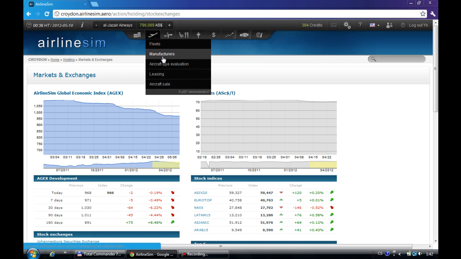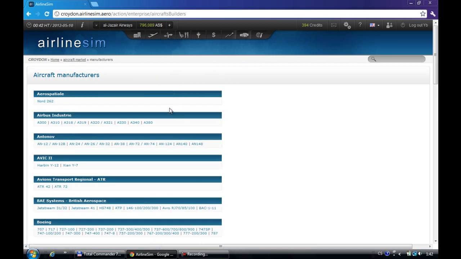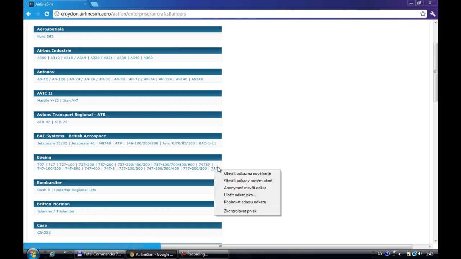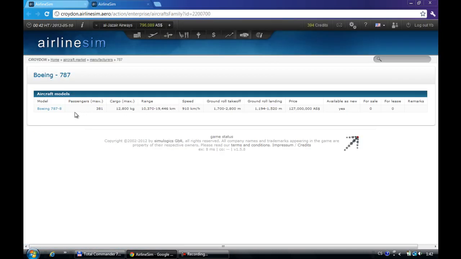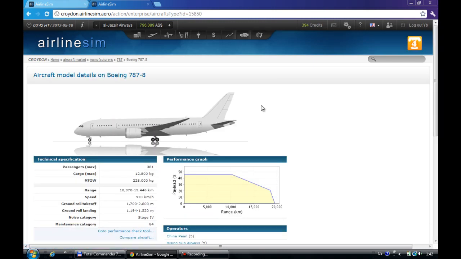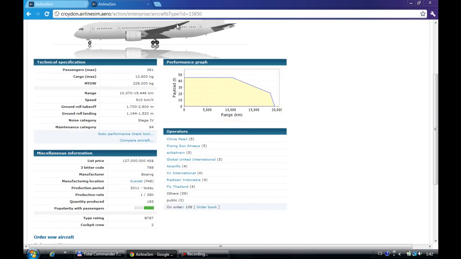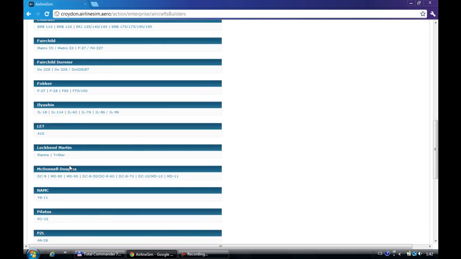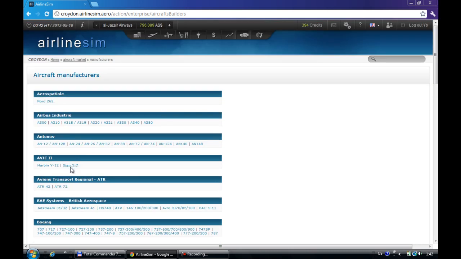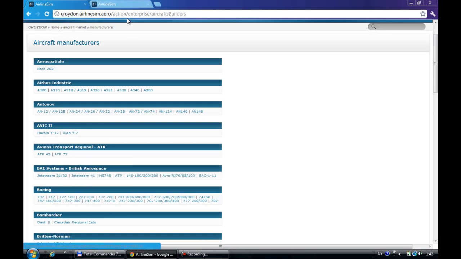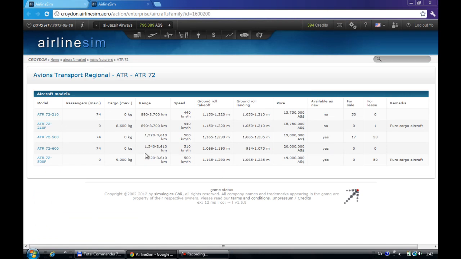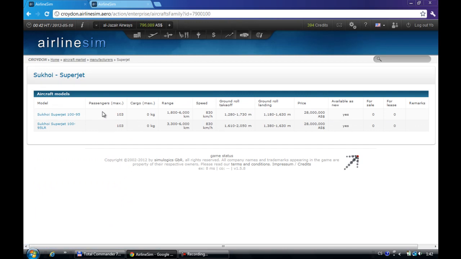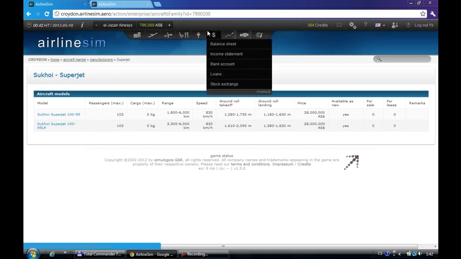Second is that we have some new airplanes on the market. The Boeing 787 was finally introduced into the game. People have been testing it, and they were quite happy with it, so I would like to point that out. But more importantly, we have the ATR 72 and 42-600, which is as well new in the game, and the Sukhoi Superjet, which is actually a really good plane.